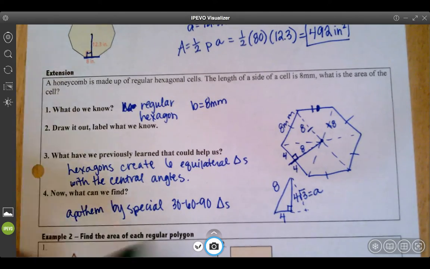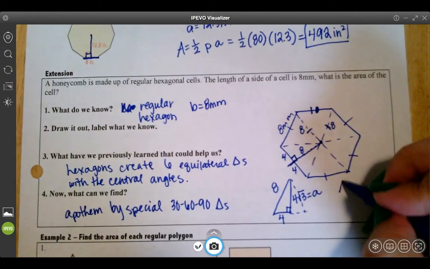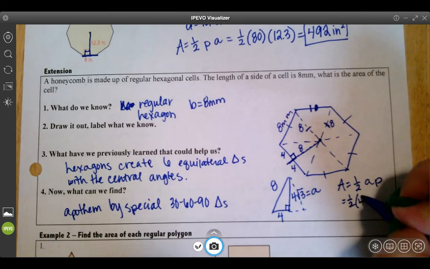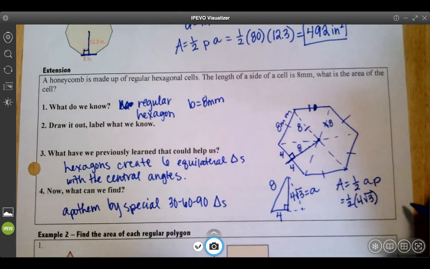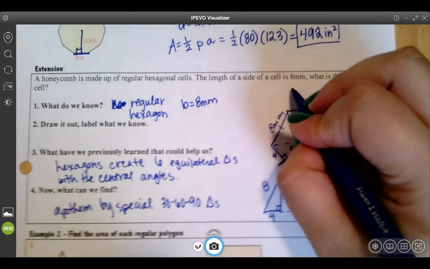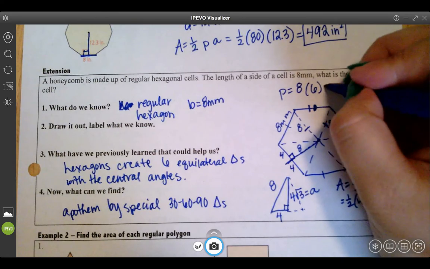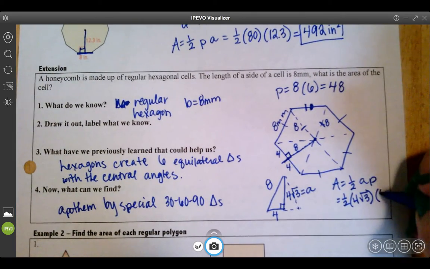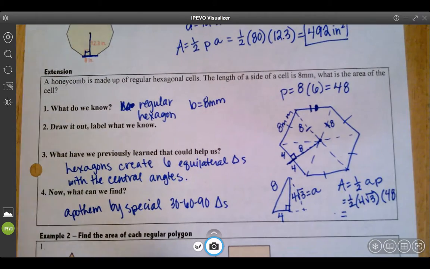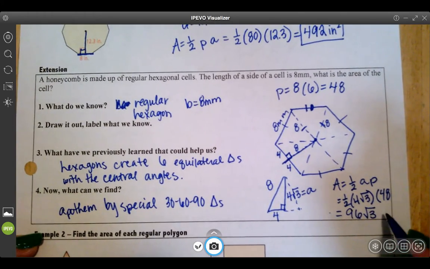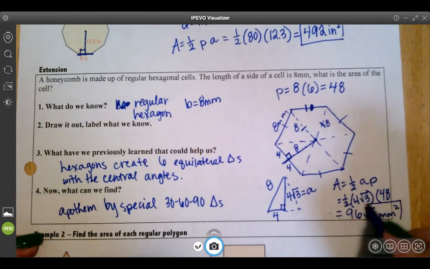And then we want to find what is the area of the cell. Area equals 1/2 AP, 1/2 times 4 times the square root of 3 times my perimeter. Well, I have perimeter is 8 millimeters times 6 sides, which is 48. 1/2 times 4 root 3 times 48 is 96 times the square root of 3 millimeters squared because it's an area.